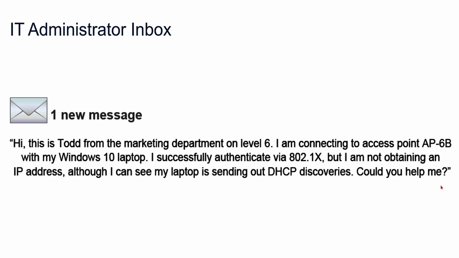Then step number 3, is there a DHCP discover? Did we get an offer? Did we send a request? Did we get an acknowledgement? Are there issues with the DHCP scope? Are there reachability issues with the DHCP server? Is there possibly a rogue DHCP server that's submitting bad information?